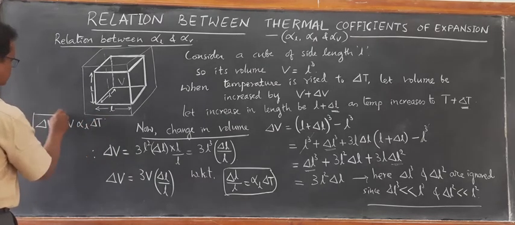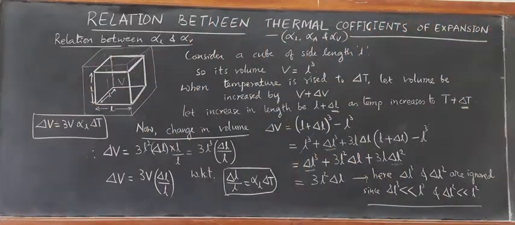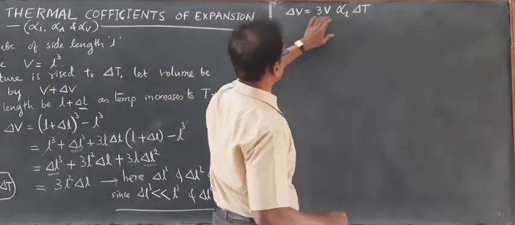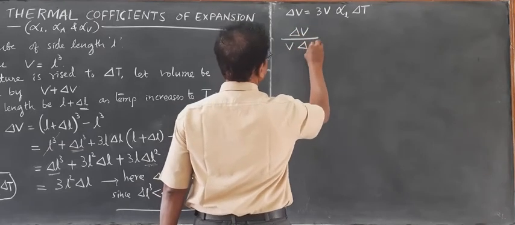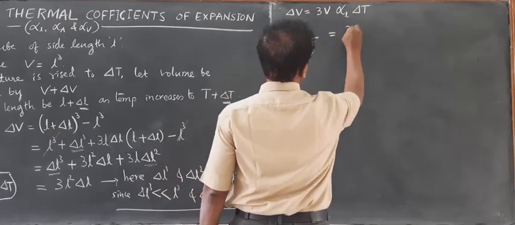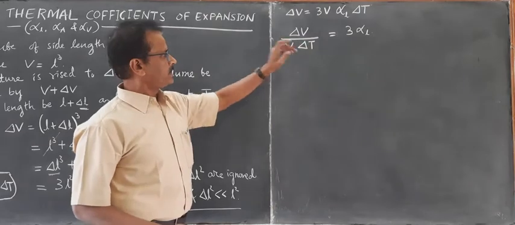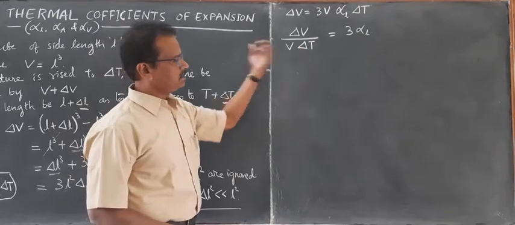Let me write this on the other side so that it will be clear. Thus you can see here delta V equal to 3V alpha L into delta T. Now we will take this V and delta T to the left hand side. What happens? Delta V by V into delta T becomes equal to 3 into alpha L. But what is delta V by V into delta T? This is nothing but fractional change in volume per unit rise in temperature. This is nothing but alpha V.